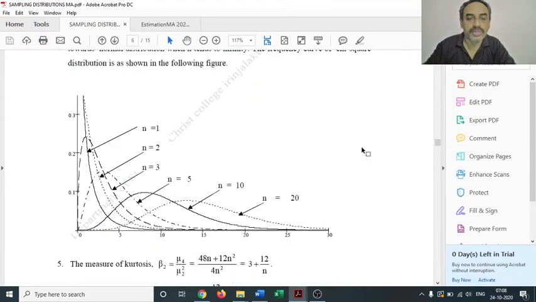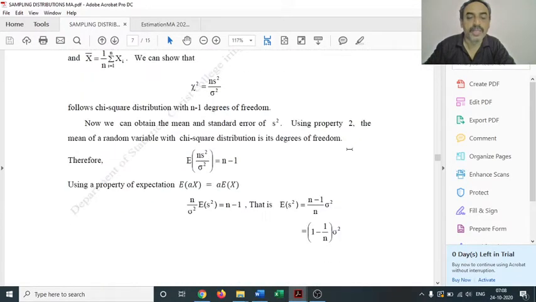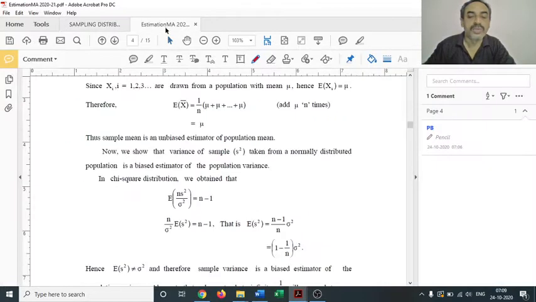Here in the chi-square distribution, we have this property that E of n S square by sigma square equals n minus 1. Because n S square by sigma square follows a chi-square distribution with n minus 1 degrees of freedom, and in the chi-square distribution, the expectation or mean is the degrees of freedom. Its expectation will therefore be n minus 1. So here we have the result E of n S square by sigma square equals n minus 1.